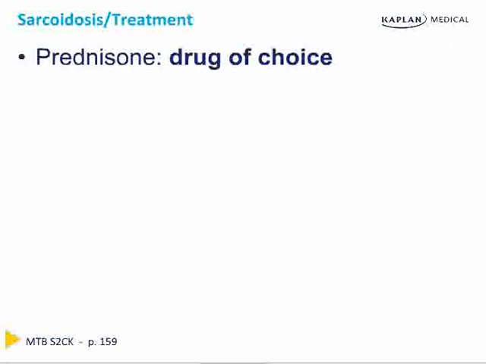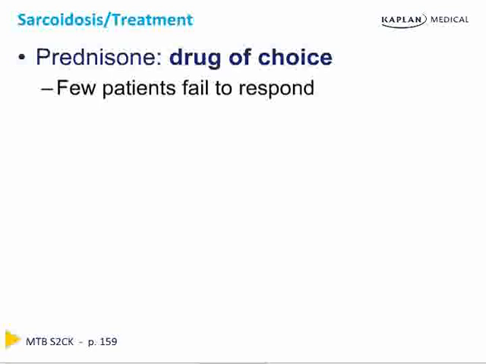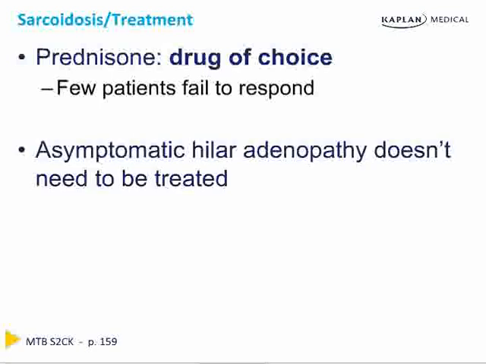The management of sarcoidosis is primarily with prednisone. Steroids are the drug of choice, and very few patients fail to respond. One commonly tested point on Step 2 is that an asymptomatic patient with just hilar adenopathy does not need to be treated at that time.